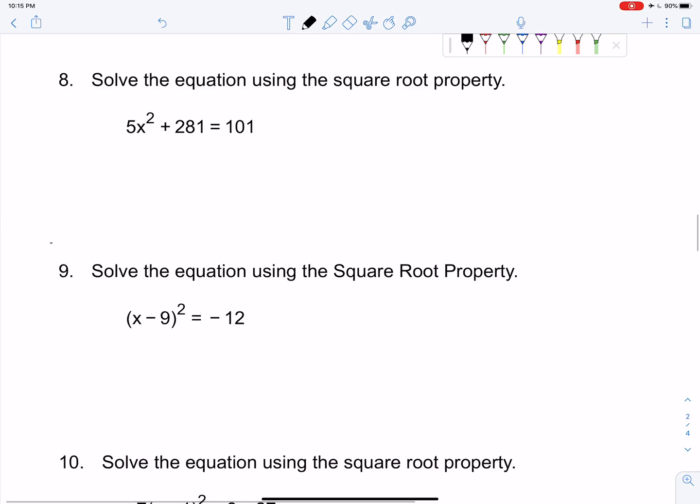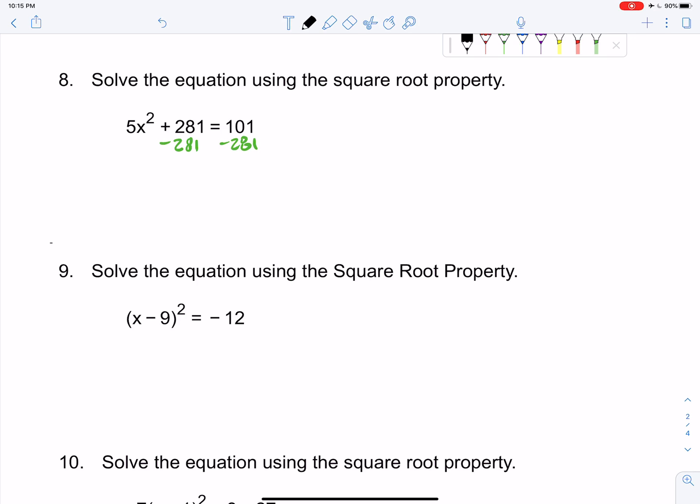Let's take a look at the next one. It's getting a little more complicated here. But notice there is just one term with an x squared in it. So x squared is still a perfect square. If another term had an x in it, we wouldn't have a perfect square, and we'd have to do something kind of clever to make a perfect square, something called completing the square. But in this case, x squared is a perfect square, so all we really have to do is isolate x squared. So we go ahead and subtract 281 on both sides.